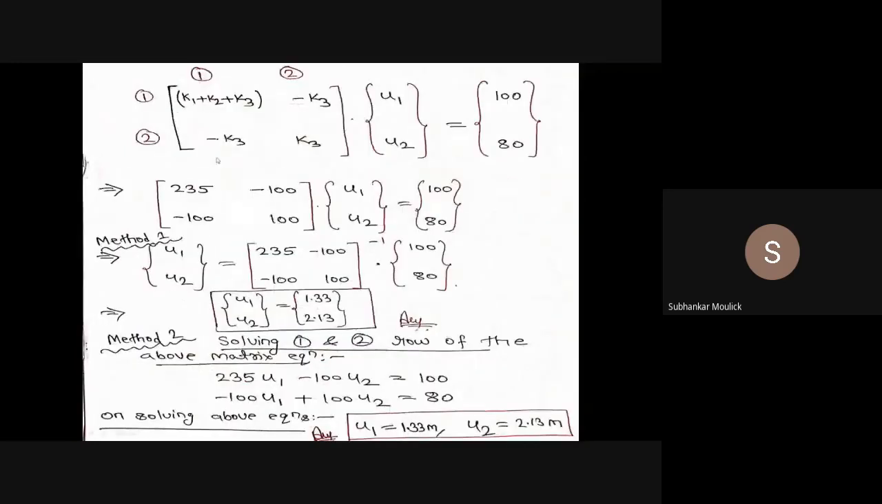I also know from the last lecture that since it is a 2 cross 2 matrix, the first row and first column represents the coefficient of u1. Similarly, the second row and second column represents the coefficient of displacement u2.